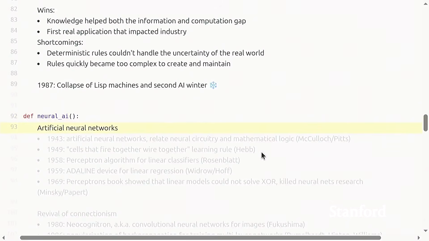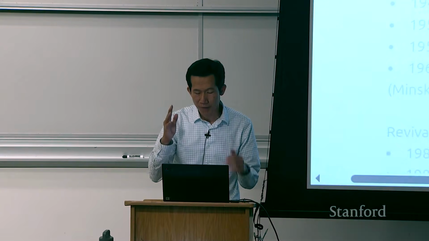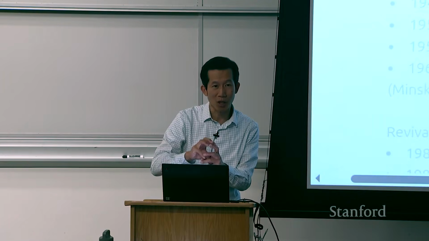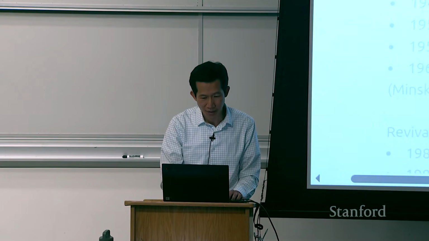So this is neural AI. Back in the 40s, McCulloch and Pitts, a logician and a neuroscientist, basically developed the theory of artificial neural networks. That was a theory paper. There was no way of learning the network. It was merely exploring the properties of how a mathematical model of a neuron could work and what kind of logical computations it could do.